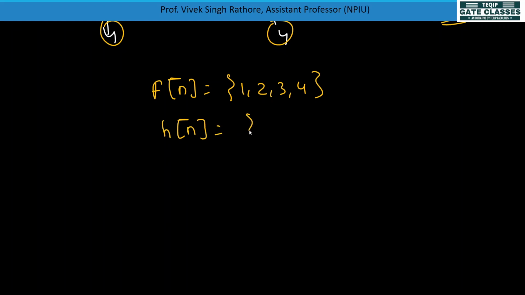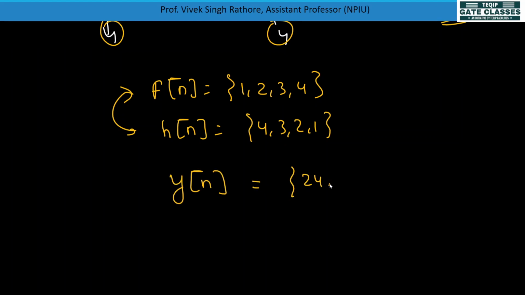So the final answer we got: f of n was nothing but 1 2 3 4. h of n was nothing but 4 3 2 1, and you need to find the circular convolution of this. So the answer you got is 24, 22, 24 and 30. This is the value which you got as output.